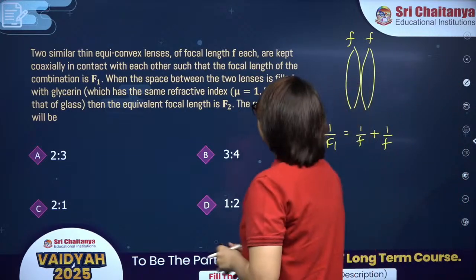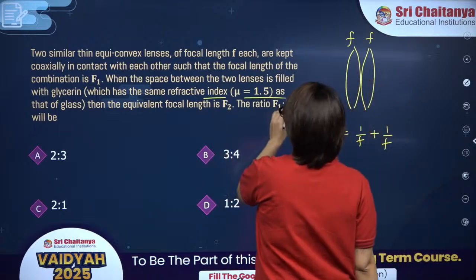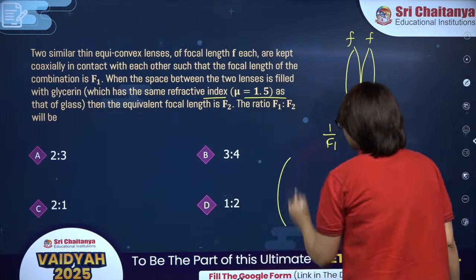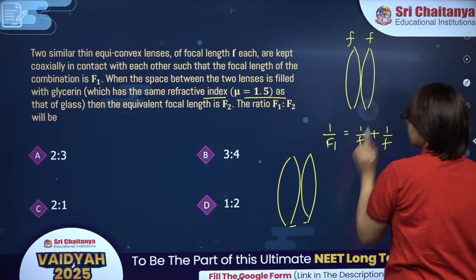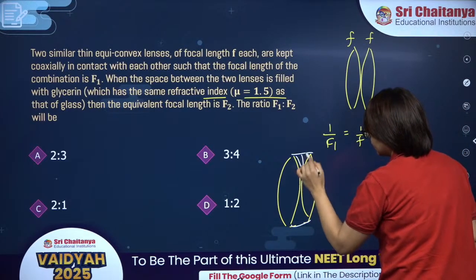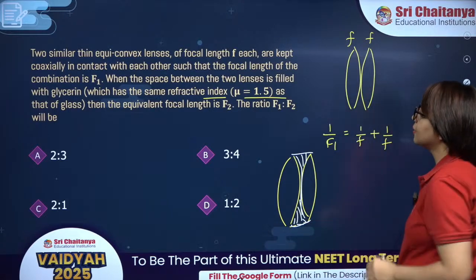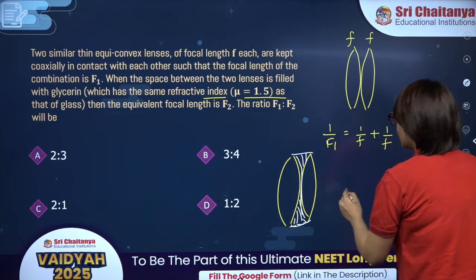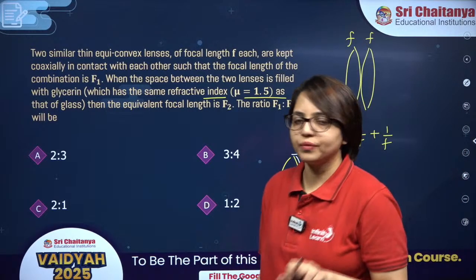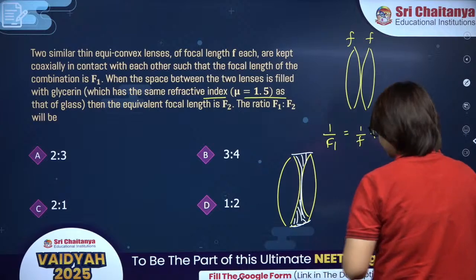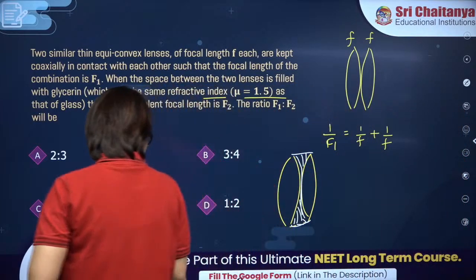Okay. Now when the space between the lenses is filled with glycerin, which has the same refractive index as that of the glass. So now what we are doing? We are filling this space over here with glycerin, which has the same refractive index as that of the glass. Then equivalent focal length of this combination is f2. Then what is the ratio of f1 to f2? That is what they are asking. Chalo, if you want, you can try this one. What is the ratio of f1 to f2 in this one?